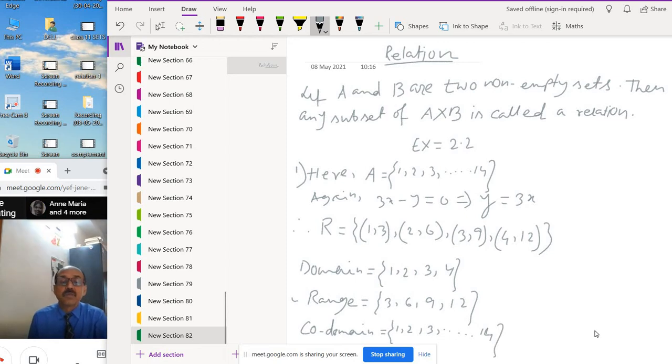This is codomain, 1 to 14, all the elements of the given set A. So domain, range and codomain and relation. This type of question is about relation, and exercise 2.2. Everyone understand this? It's okay? Write it down.